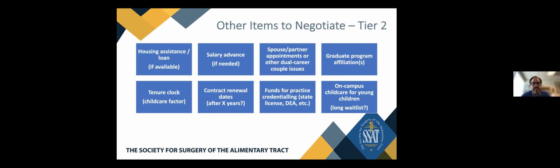There may be potential for salary advance if needed, if you need support to help with your moving costs and getting your family up and running in the new location. You need to be thinking about if you've got a spouse or a partner that needs an appointment, or a dual career family. How's that going to play out? So that should certainly be a factor. Whether you're going to ask for a graduate program affiliation, for instance, in the Department of Immunology or Cell Biology or something along those lines, or if you're an HSR researcher in the School of Public Health.